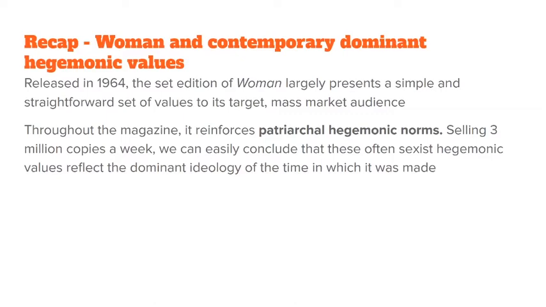So 3 million copies a week. What we're seeing in this magazine is going to seem quite sexist, right? And it might even be a little offensive. Please do remember that this magazine is very, very old. But we also need to remember that this was the dominant ideology. This wasn't some cringy, sexist, creepy magazine selling a few copies. This was big business. This was selling 3 million copies every week. So from this, we can easily conclude that these often sexist hegemonic values reflect the dominant ideology of the time it was made. Put simply, this magazine was seen as being normal in 1964.